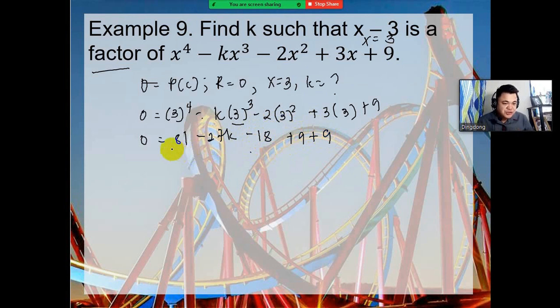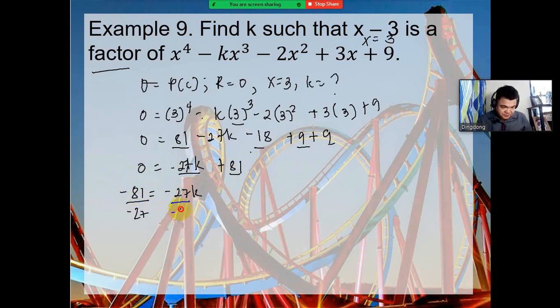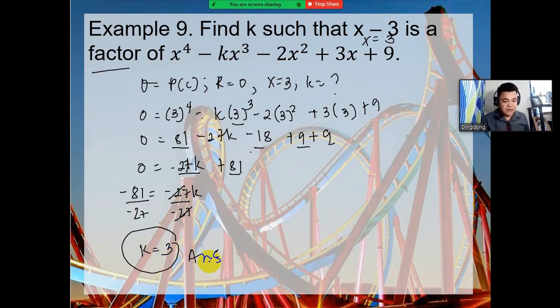So what we are going to do here is combine all the similar terms. So 0, 81 equals negative 27k, since 81 minus 18 plus 9 is 72... then isolate negative 27k by getting the opposite of 81, which is negative 81, equals negative 27k. Then divide both sides by negative 27. So the final answer is k equals 3. That's how you solve for k.